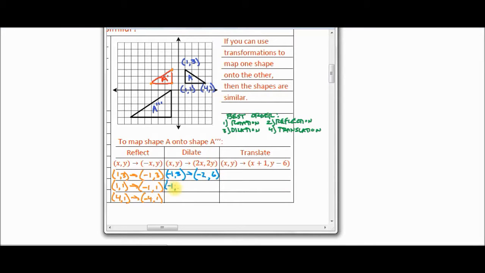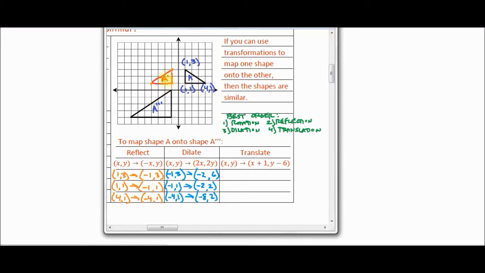We're going to take our new point, negative 1, 1, and we're going to multiply that times 2. That's going to be negative 2, 2. And we're going to take our negative 4, 1. We're going to run it through our transformation, and we're going to get negative 8, comma 2. So there are our new points with our dilation. Let's go ahead and map those.